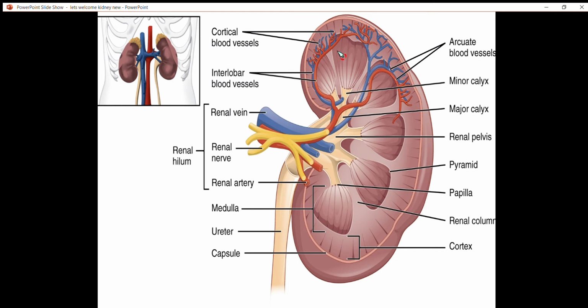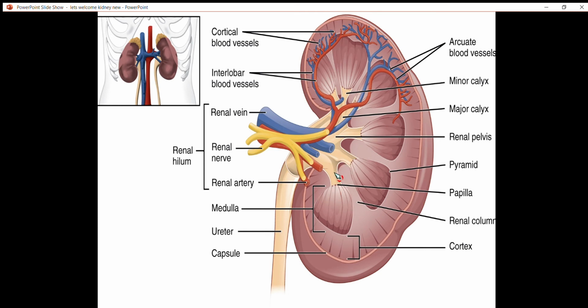We have the pelvis. In the pelvis you will see the renal vein leaving the kidney, the renal artery entering the kidney, and the renal nerves which penetrate the kidney. Then we have a very important structure known as the ureter. This ureter carries the urine formed by the kidney, and all this is drained by the ureter into your urinary bladder. We'll see all this in the next slide.